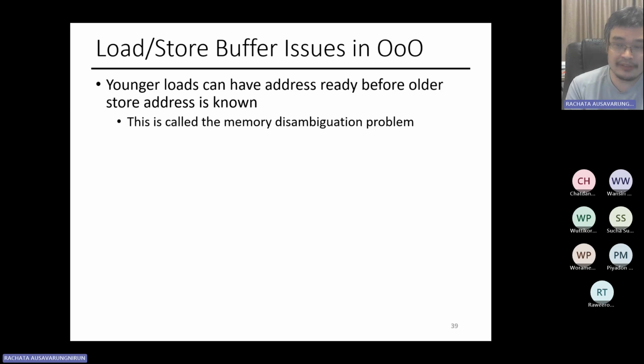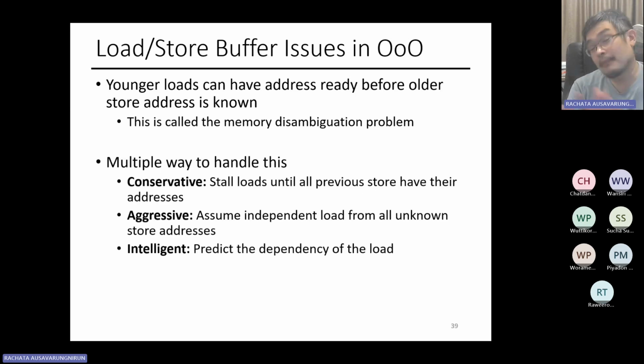This is called the memory disambiguation problem, and there are multiple ways to handle this. You can conservatively stall the load until all the previous stores have their addresses back. You can aggressively say, hey, every single load is going to be independent from all the unknown store addresses, right? Again, this is the case where, for example, I have a load buffer here.